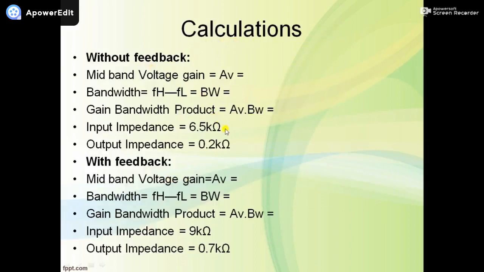And this is the calculation part. Just now I explained. First of all, calculate the midband voltage gain, bandwidth, then gain bandwidth product, then input impedance and output impedance in both cases, without and with feedback system. So always input impedance is very high, output impedance is very low in both with and without.